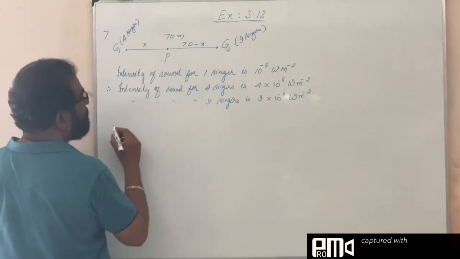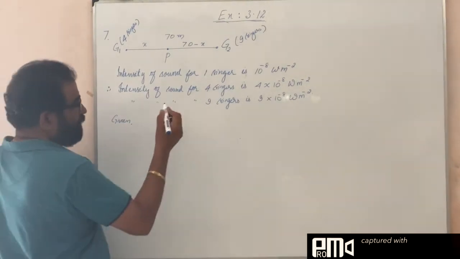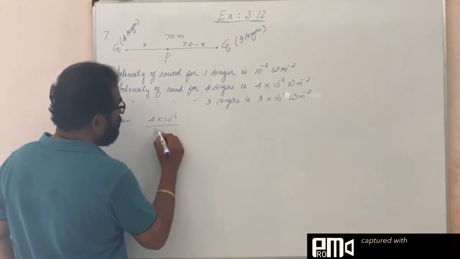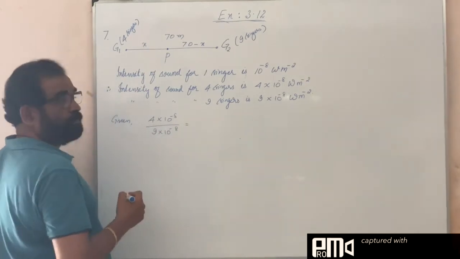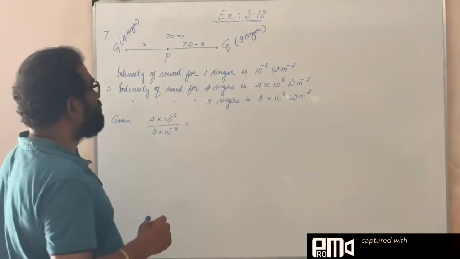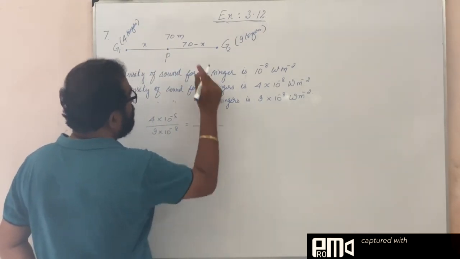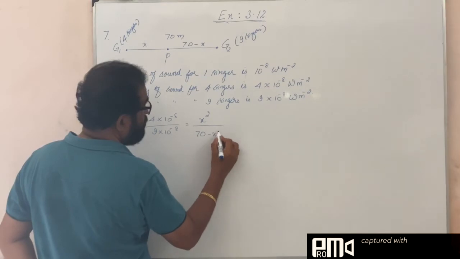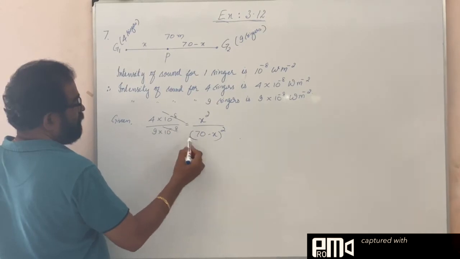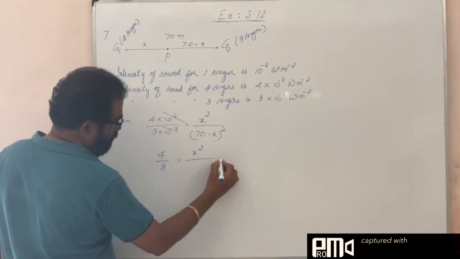Here given, listen, the ratio of the intensity of the sound, that is 4 into 10 power minus 8 divided by 9 into 10 power minus 8, is equal to the ratio of the squares of the corresponding distances. For this distance we take the square, x square. This distance also I take the square, 70 minus x the whole square. So I can cancel 10 power minus 8, 10 power minus 8, I get 4 by 9 equals x square by (70 minus x) whole square.